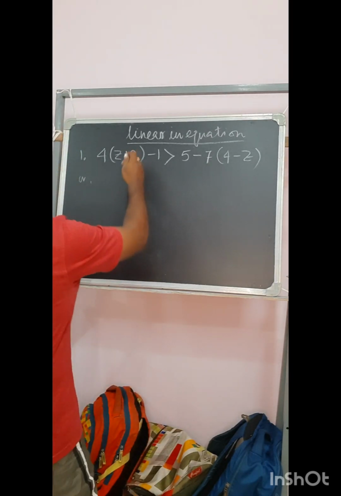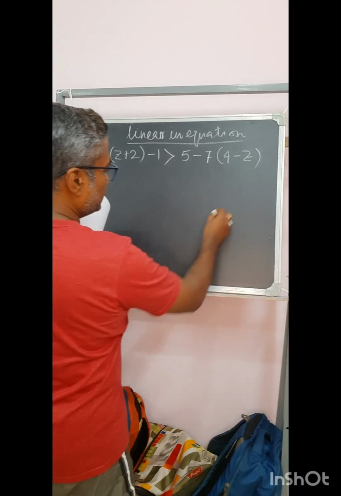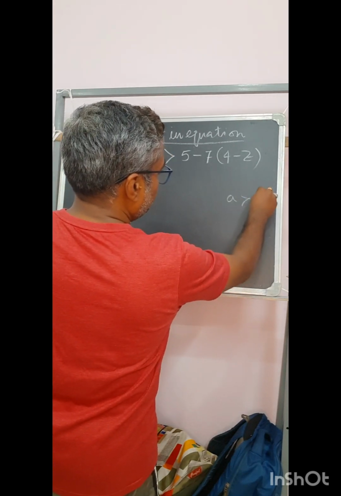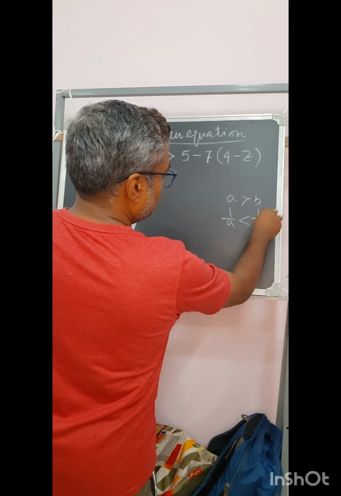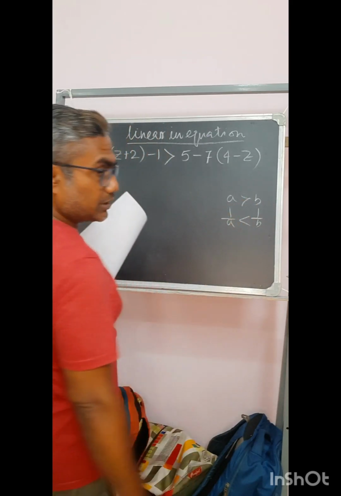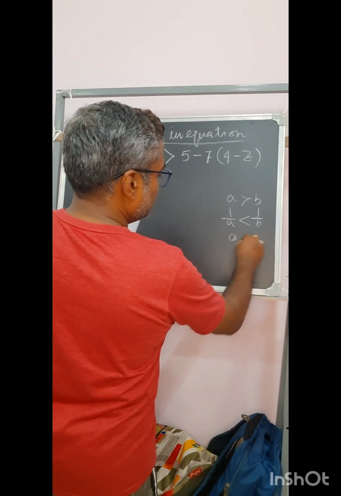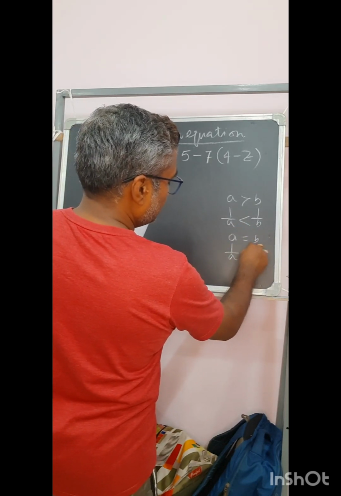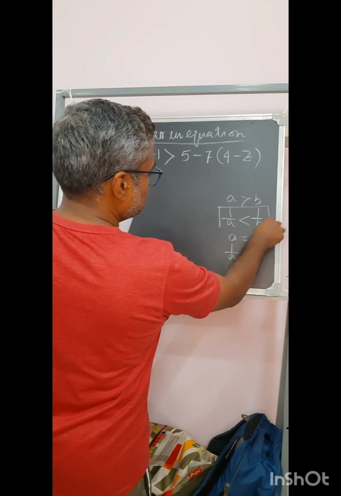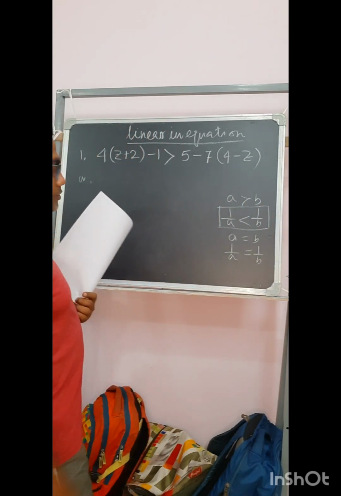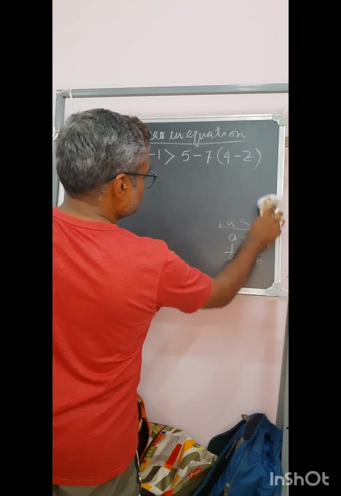The only thing is, if I take the reciprocal, then the sign will change, because if a greater than b, then 1 by a must be less than 1 by b. So this is not applying in equal sign, because if a is equal to b, then 1 by a is equal to 1 by b. Whereas in inequation, this changes. So we have to keep in mind where it should change, where it is not.